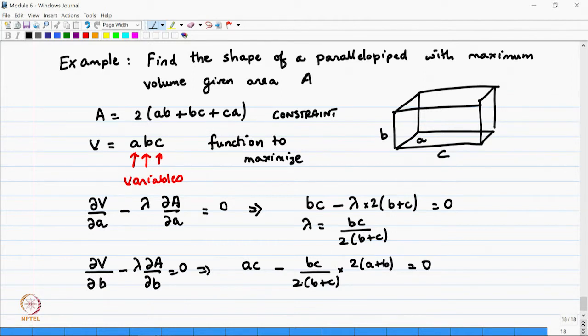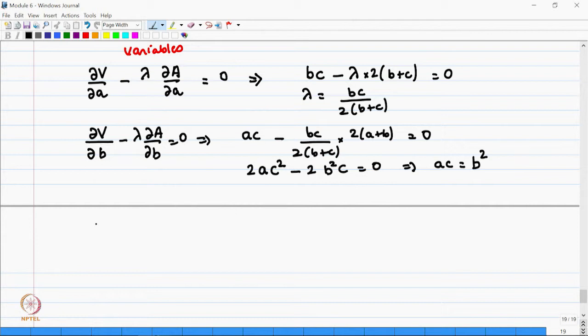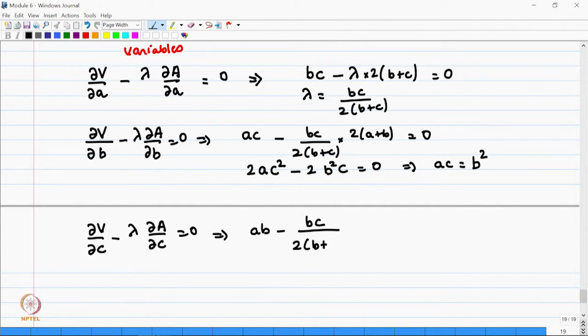You can expand this out. Suppose I multiply by 2(b + c), then I will get 2abc and 2ac², and I have minus 2abc and 2b²c. So I can write this as 2ac² minus 2b²c equal to 0. That is the constraint that you get from this second equation. Now, we still have one more equation, ∂V/∂c minus lambda times ∂A/∂c equal to 0.